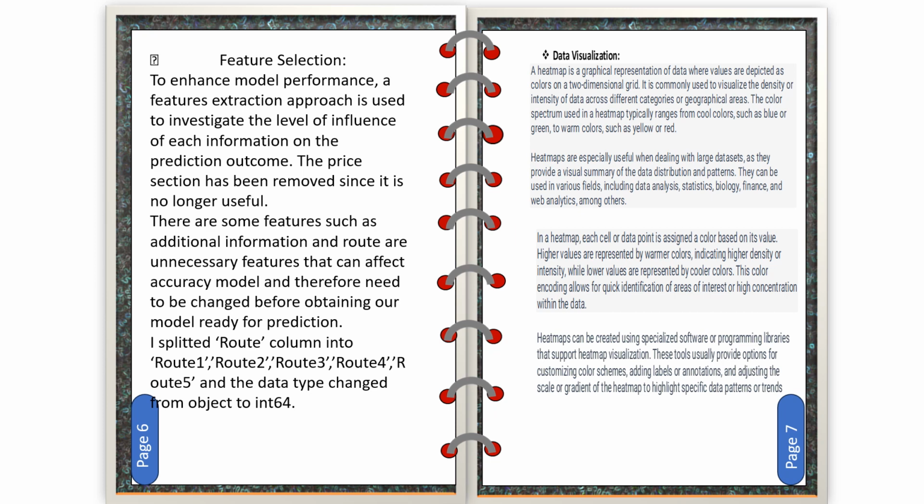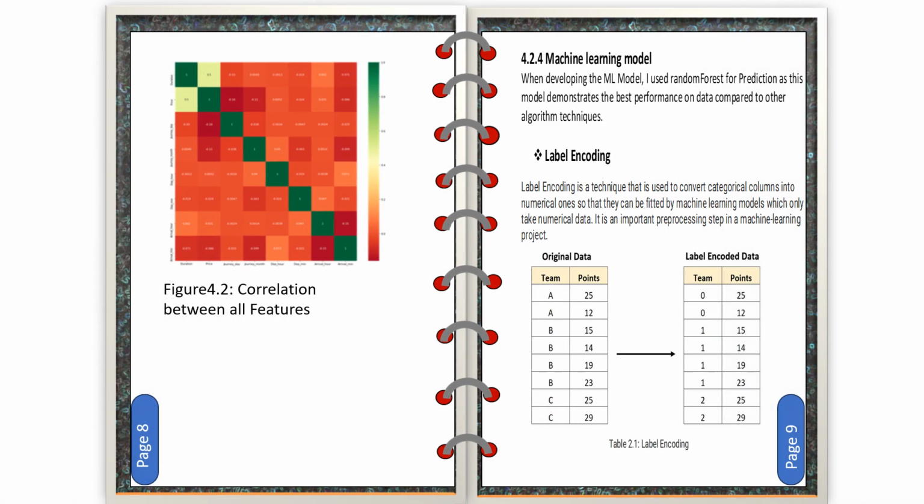Next is the data visualization. A heat map is a graphical representation of data where values are depicted as colors on a two-dimensional grid. It is commonly used for visualizing the density or intensity of data across different categories or geographical areas. This is the correlation between all features in the heat map in the image.